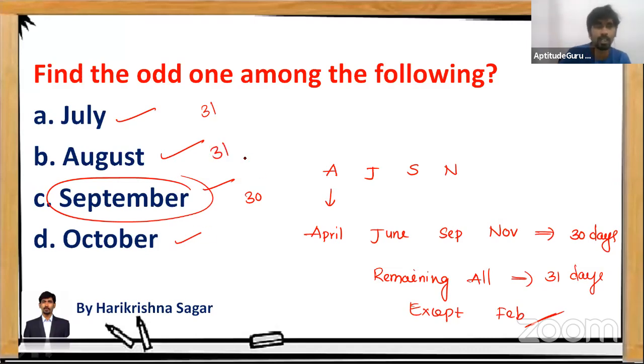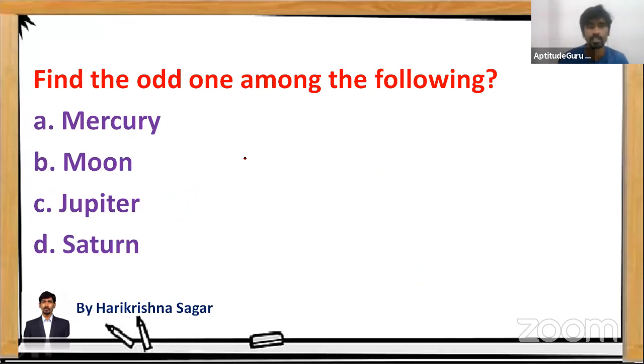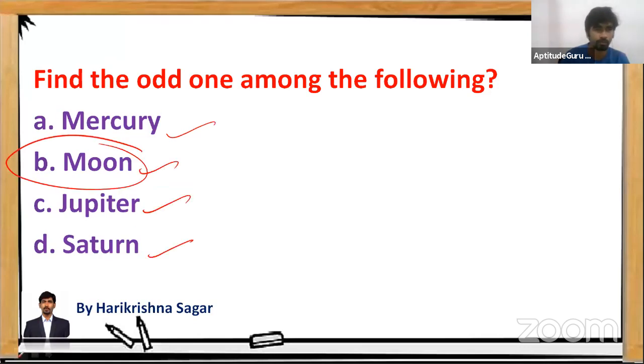Let's have a glance at the next question which is available on the screen. Find the odd man out of the following. Mercury, Moon, Jupiter, Saturn. So what is the odd man out? You can say Moon is going to be the odd man out.